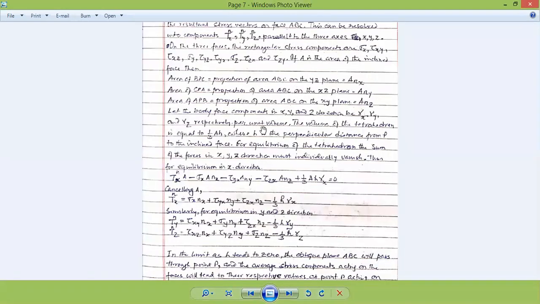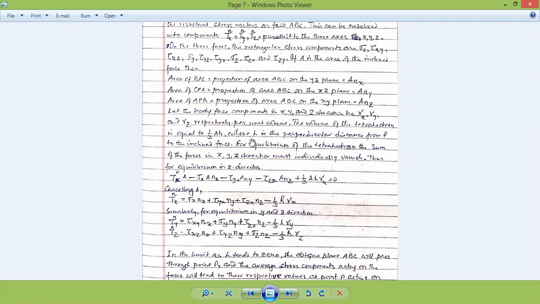Now we have to take the body force under consideration. We put the body force in the x, y, z directions, given as gamma x, gamma y, and gamma z respectively, per unit volume. Now, we need to know the volume of the tetrahedron, because all these body forces are given per unit volume. The volume of this tetrahedron will be one third the area of the base multiplied by the height.